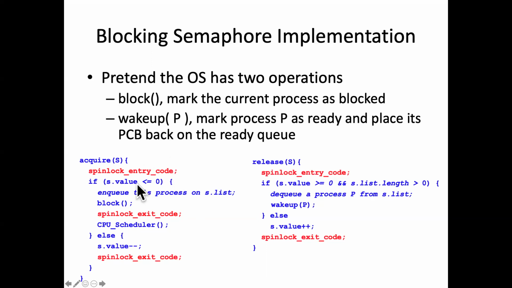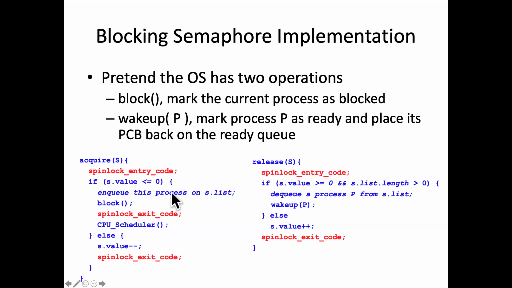And if it is positive, that's the else case down here, I decrement it, and then I'm done. I release the spin lock. So you successfully acquired. But here's where we're going to be smarter. If you look at the value of the semaphore and it's not positive, well, you can't make progress, but instead of just busy waiting, we're going to put you on that queue.